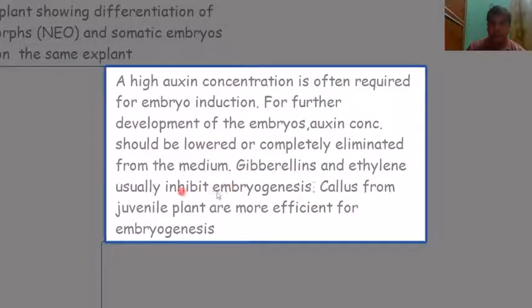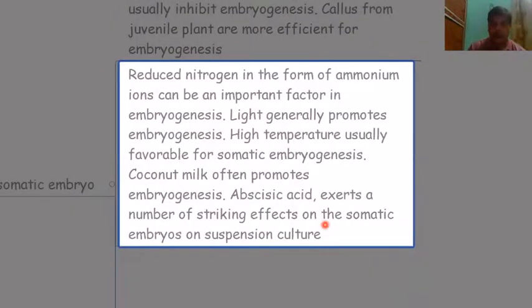Gibberellins and ethylene usually inhibit embryogenesis. Remember this. And callus from juvenile plants is also more efficient for embryogenesis. So juvenile explants are more responsive towards the somatic embryogenic response. Then we have seen that reduced nitrogen in the form of ammonium ions can be an important factor in embryogenesis. And light generally promotes embryogenesis. High temperature usually favors somatic embryogenesis. Coconut milk often promotes somatic embryogenesis.